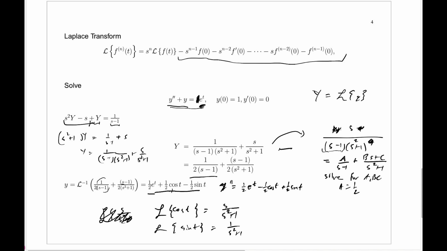You can check very easily that for this function y of 0 is 1, just this 1/2 plus that 1/2 times 1 plus 0. And if you just differentiate in your head real quickly and plug in 0, you'll see that y prime of 0 really is 0. So this is the unique solution to this initial value problem.